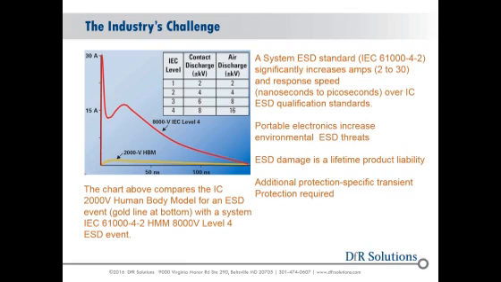This slide gives you a nice image that shows the difference between a 2000 volt human body model, which is the gold trace at the bottom of the figure, versus an IEC 61000-4-2 8000 volt level 4 ESD event. And you can see there's considerably more energy involved in the system level activity.